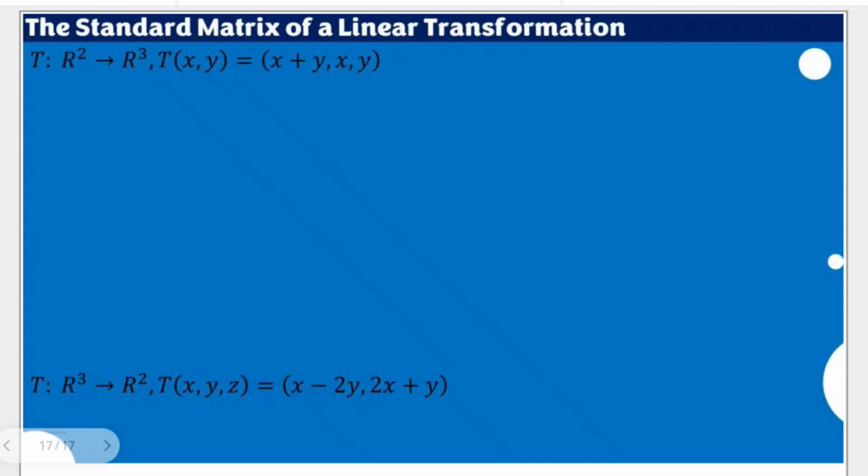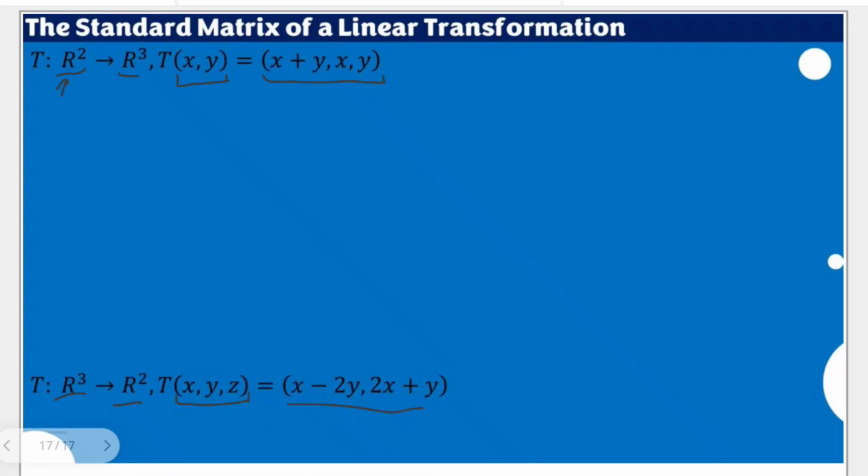Here we are going to show the standard matrix of a linear transformation. The first one is a linear transformation from R2 to R3, and the second one is from R3 to R2. To show this, we need to start looking at our domain. Unlike the previous videos where our domain and codomain are of the same space, here we have R2 to R3. We are expected to use vectors that are elements of R2, and the result will be vectors that are elements of R3. On the second one, we have vectors that are elements of R3, and the result will be in R2.